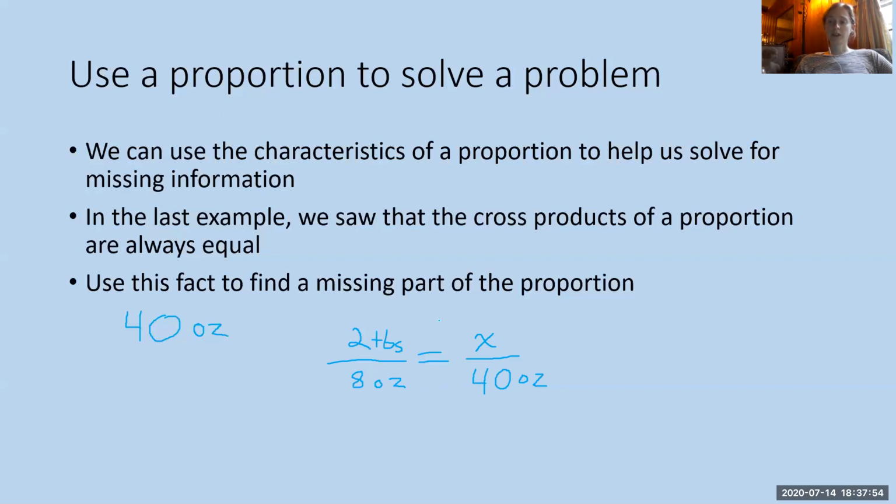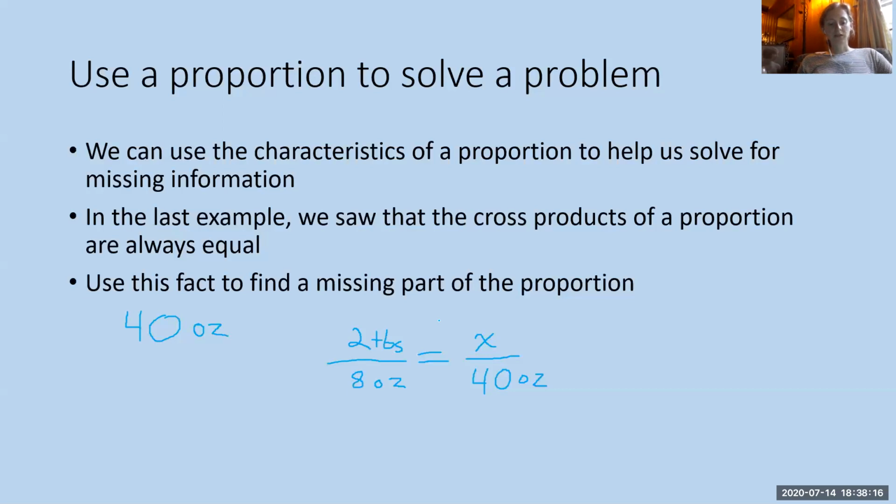So that's one way you could do it. That way works nicely, especially if the numbers are easy to deal with, if they're nice whole numbers that go into each other nicely. But that's not always the case. Sometimes you might be dealing with decimal amounts or numbers that are big or they just don't work that well together.